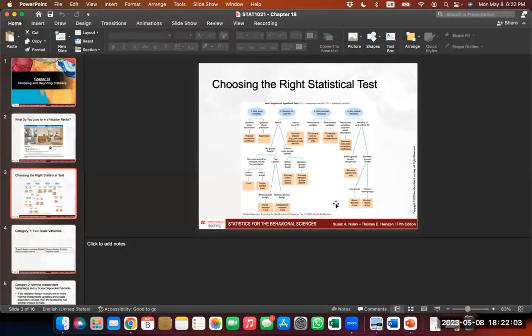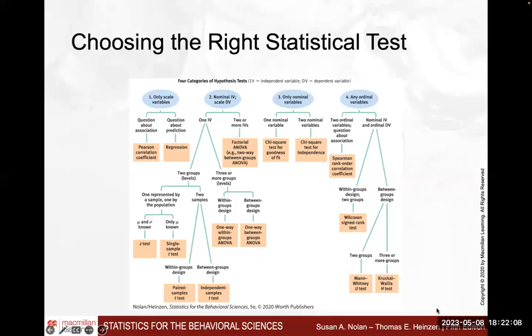Okay, so back to chapter 18. We have had now two samples. So one sample z-test and t-test, two samples we distinguish. Was each individual going through each level of the independent variable? Yeah, going through each level of the independent variable.